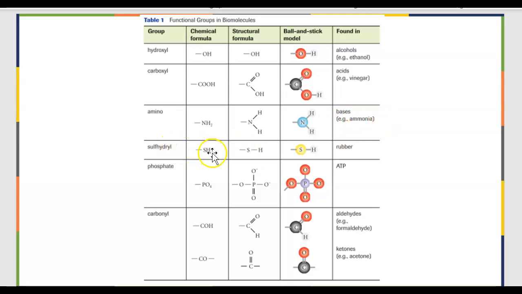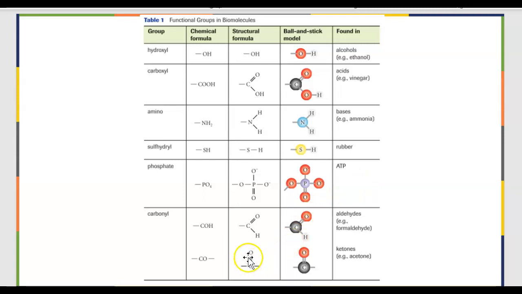There's another one called a sulfhydryl. I'm not going to go into this one until later. And a phosphate, which is going to be super important. Notice the phosphate group has a P for phosphorus and four oxygens around it, two of which actually have a charge on them. And they form one of the most important molecules in life, which is called ATP.